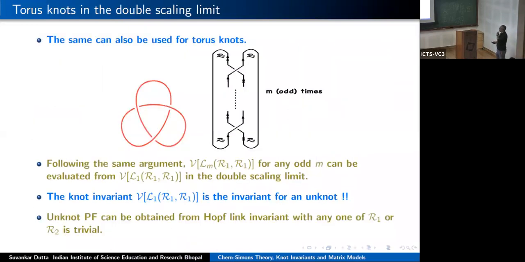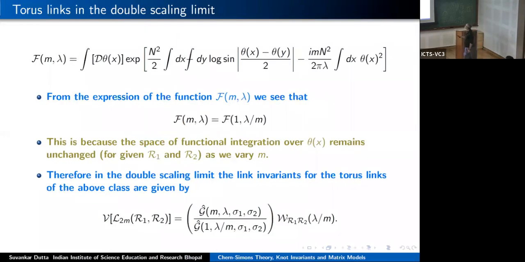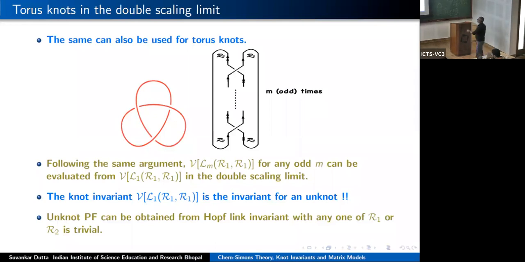Okay. So I have done this for a two-strand link, in the sense that once this knot is in the R1 representation, the other one is in the R2 representation. This is for a link, and you can do it for knots also, the torus knots. In this case, you have an odd number of crossings. If you have an odd number of crossings, then you have to have R1 equal to R2, because otherwise you cannot match this side with the other side.